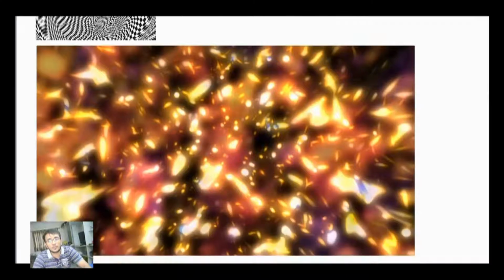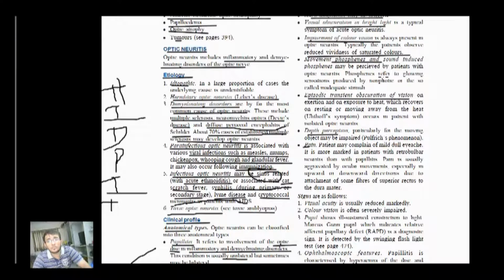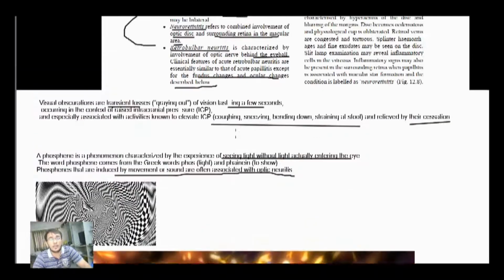So this is an example of a phosphene. You can see the glow color. This is the phosphene. Movement phosphenes and sound induced phosphenes may be perceived by patients with optic neuritis. Phosphenes refers to the glowing sensation produced by non-photic or inadequate stimuli.